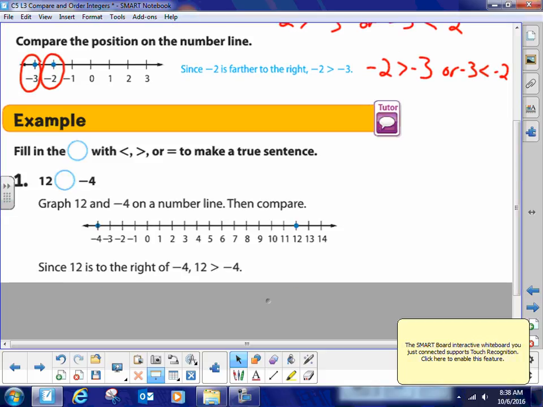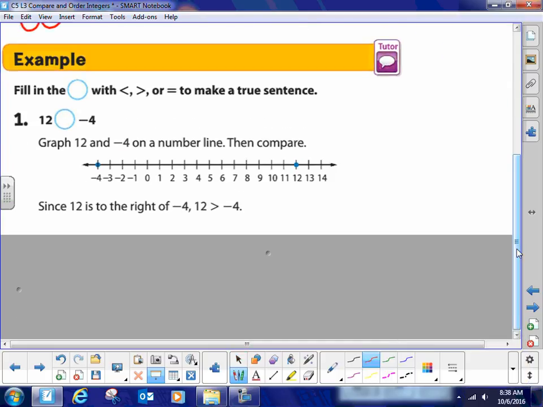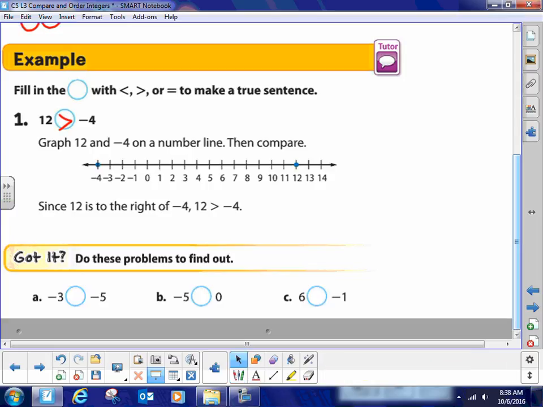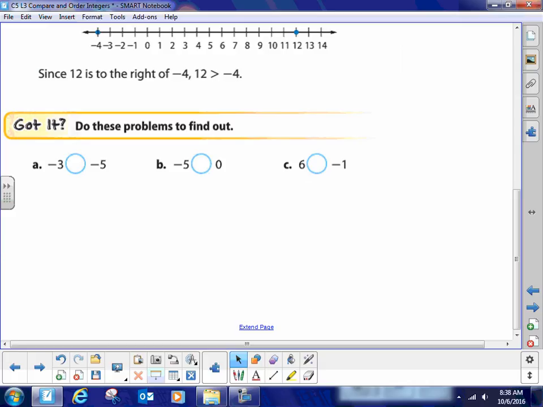Example, we're going to fill in these ideas as we do this. A positive number is always greater than a negative number, right? You've got 12 is blank to negative 4. 12 is obviously bigger than negative 4 just because of the fact that it's a positive number. Now we go down to the next one, and we do these sample problems real quick.